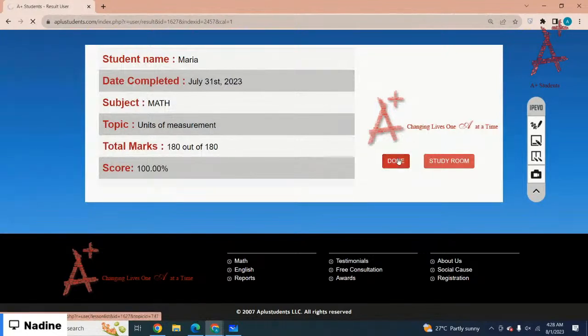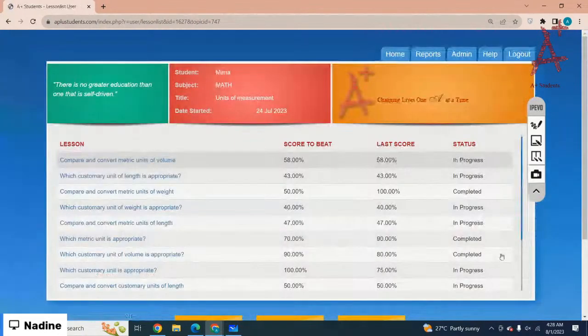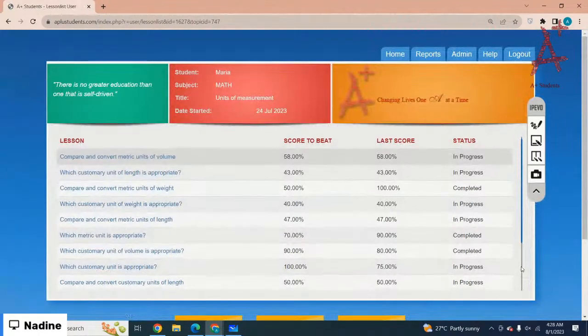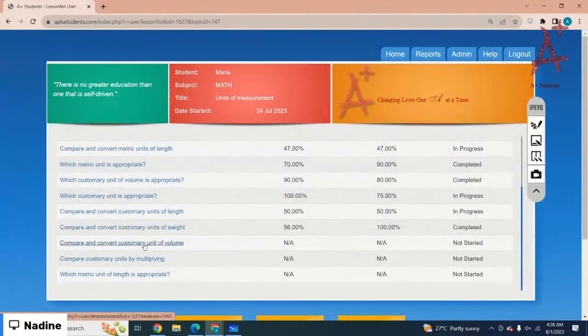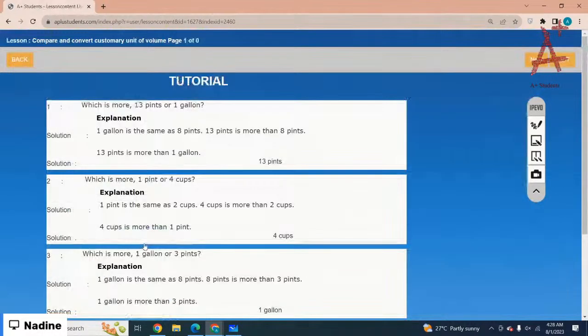Okay, let's just start with the next lesson. We are done with the conversion units of weight. Now we're going to start with the conversion units of volume, because we already dealt with length and weight. Now we're going to start with compare and convert customary units of volume.